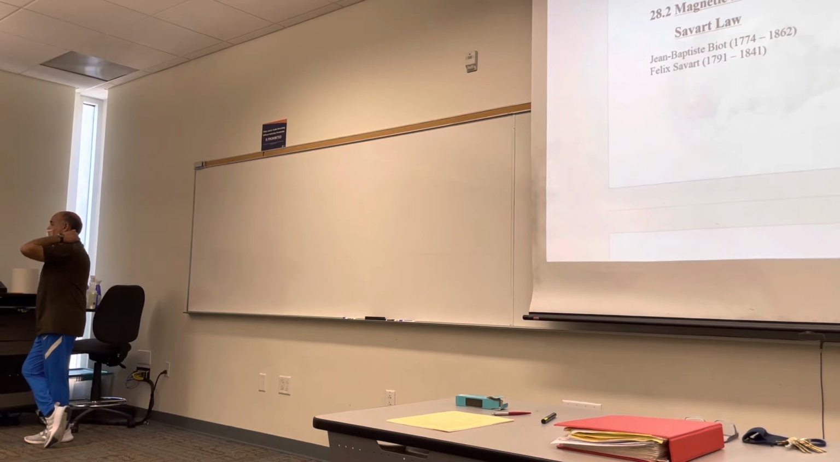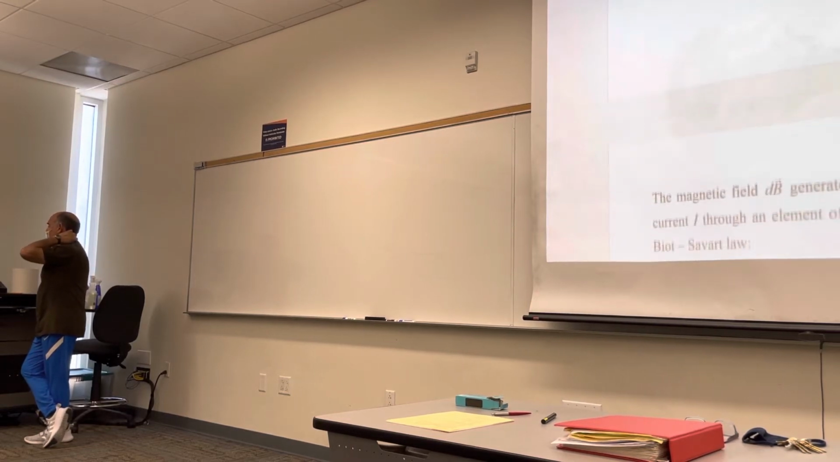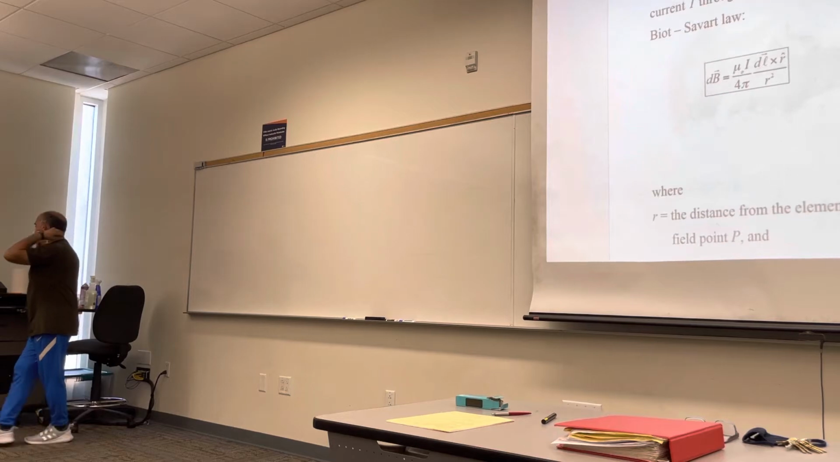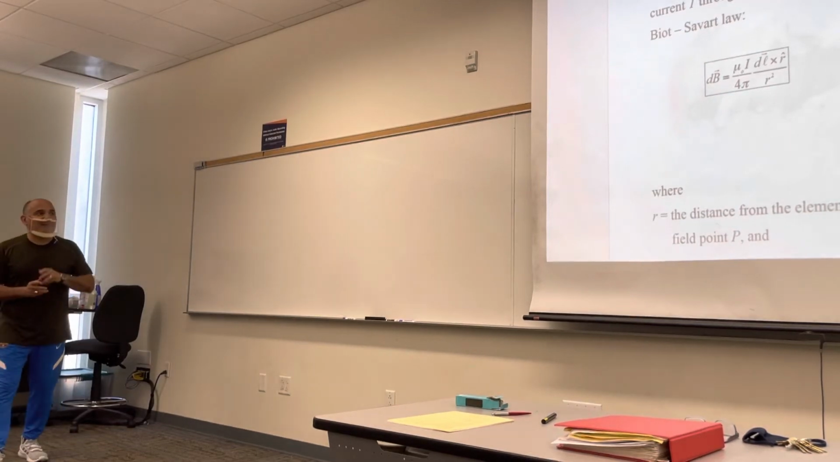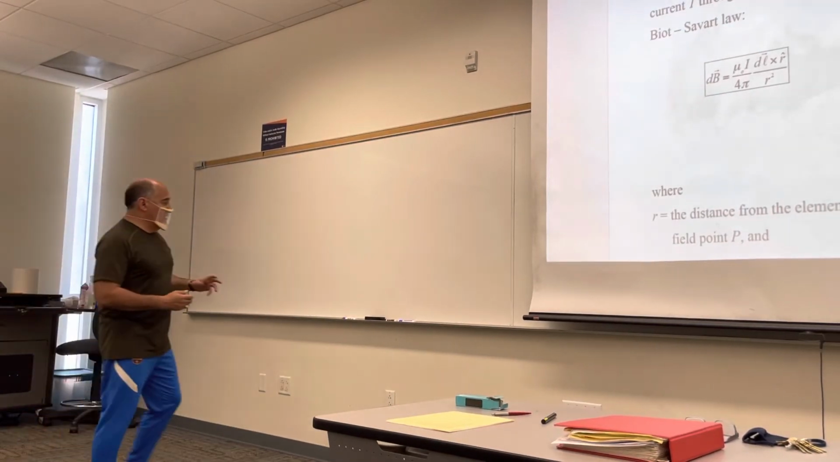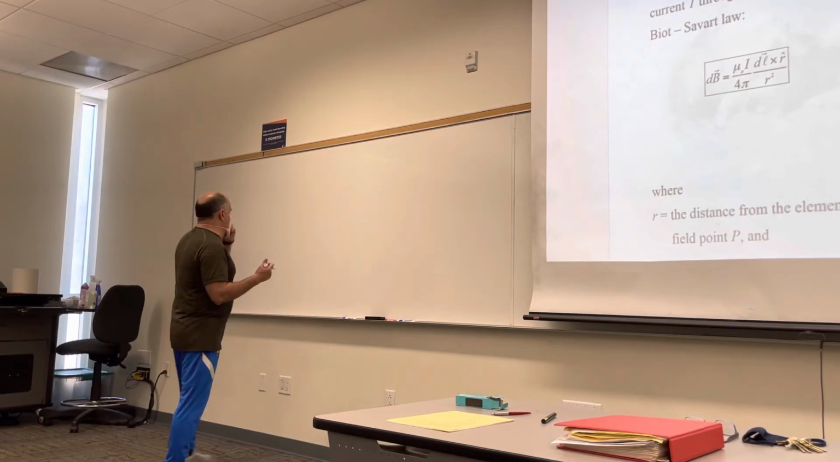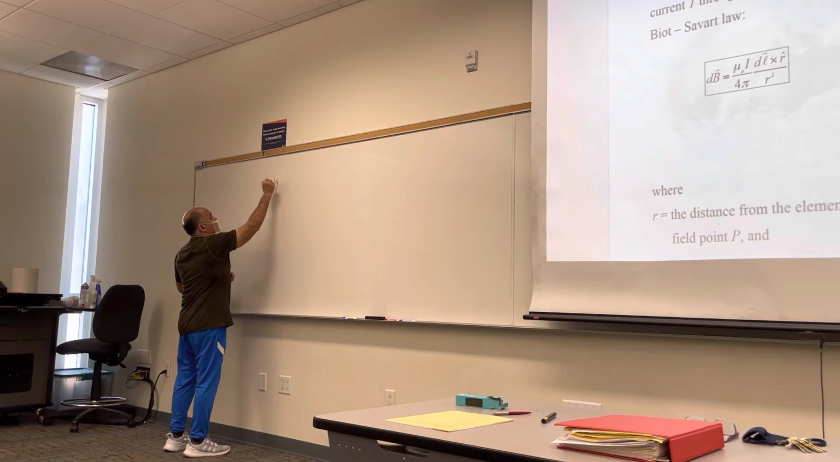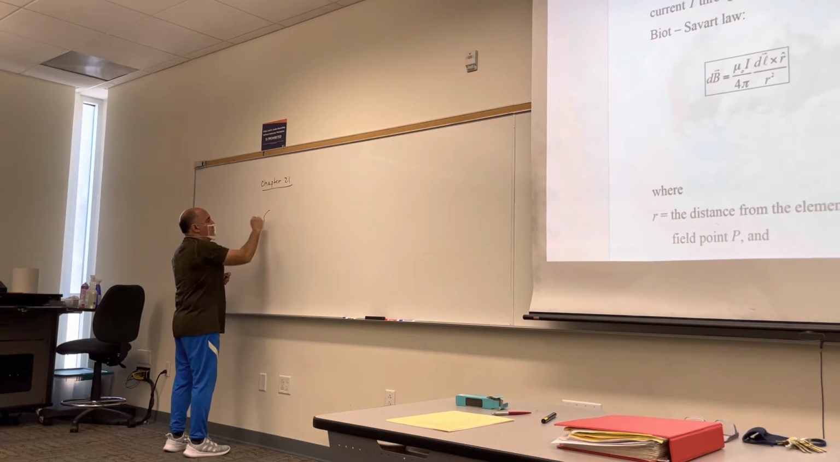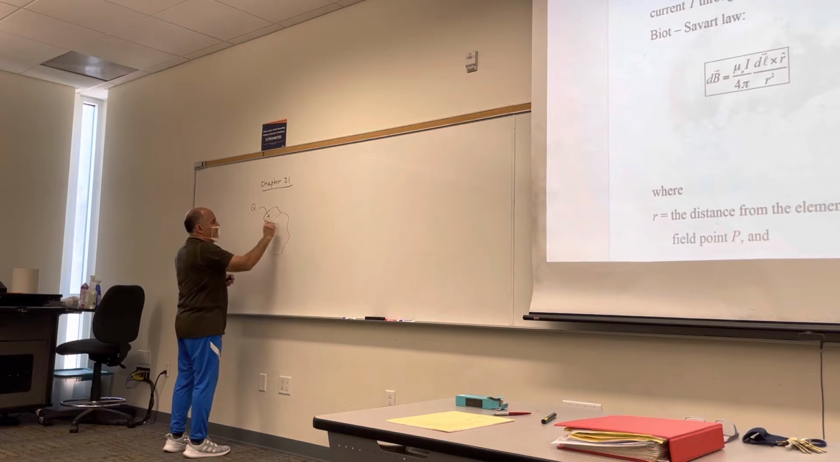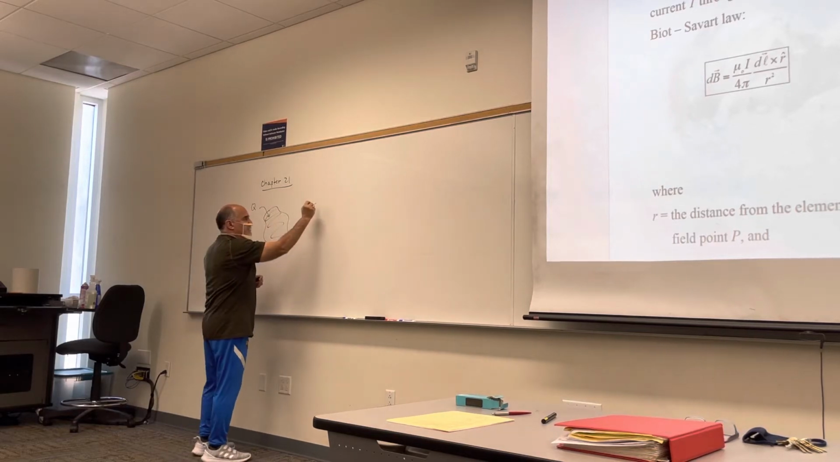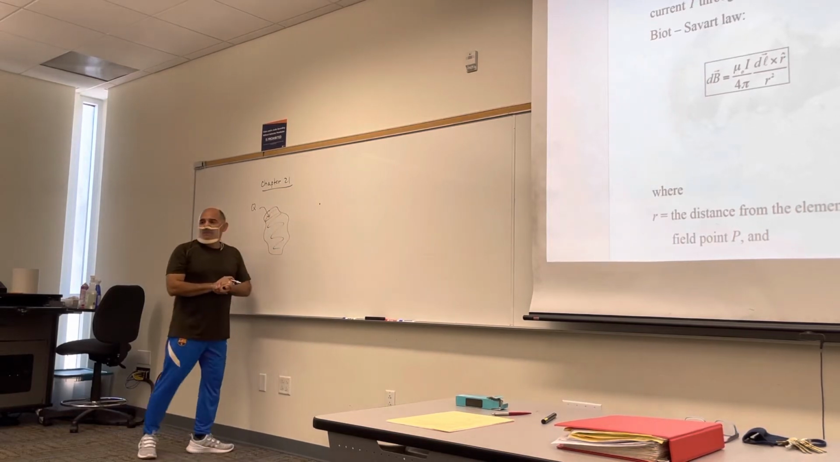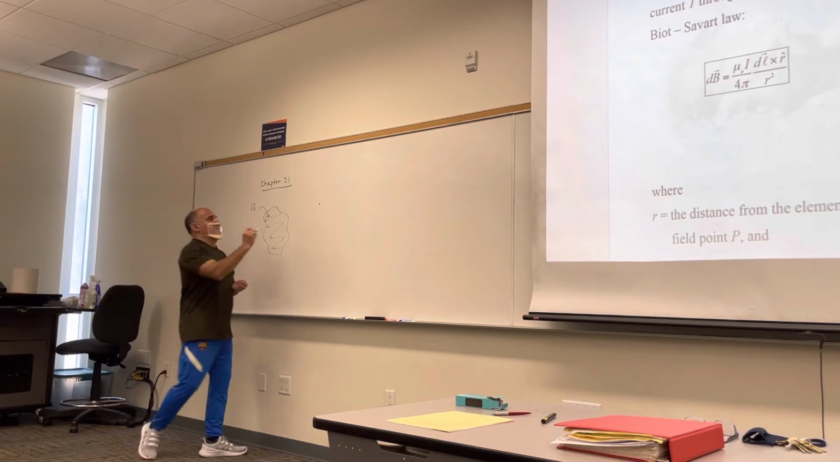So Biot-Savart is like k dq over r squared. And what they said was this. In chapter 21, we wrote the following. Suppose you have an object that has a net charge Q, and it's charged, right? And you want to know, what is the electric field here? What is the electric field there?